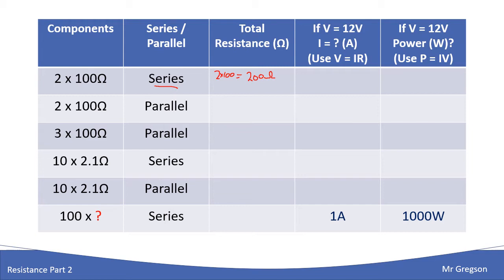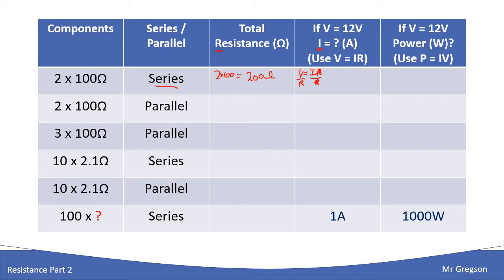Okay, R equals 200. Now, in the next box, it's asking us what the current will be. So we've got V equals IR, but I want to find out what I is, so I need to rearrange that. R is multiplied on the right hand side, and the opposite of multiply is divide. So I'll divide both sides by R. That gets rid of my R on this side, but if I do it to one side, I've got to do it to the other. Then I can cross these two out. So now I've got I equals V over R.